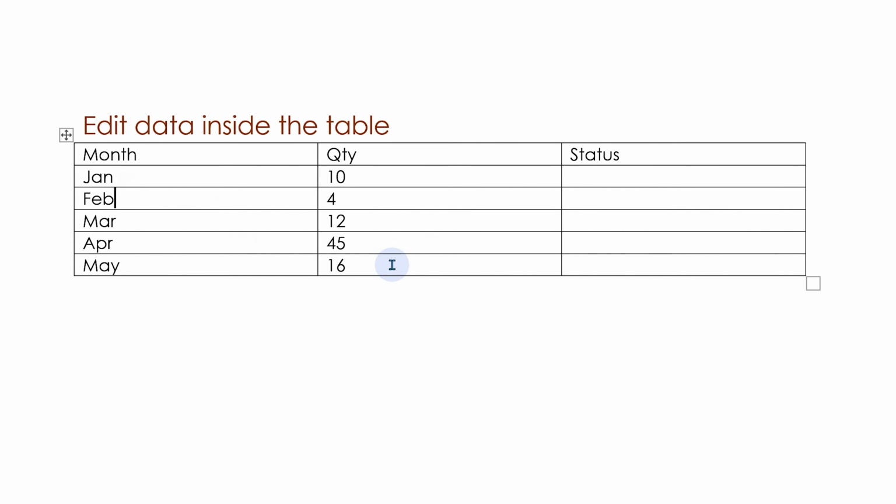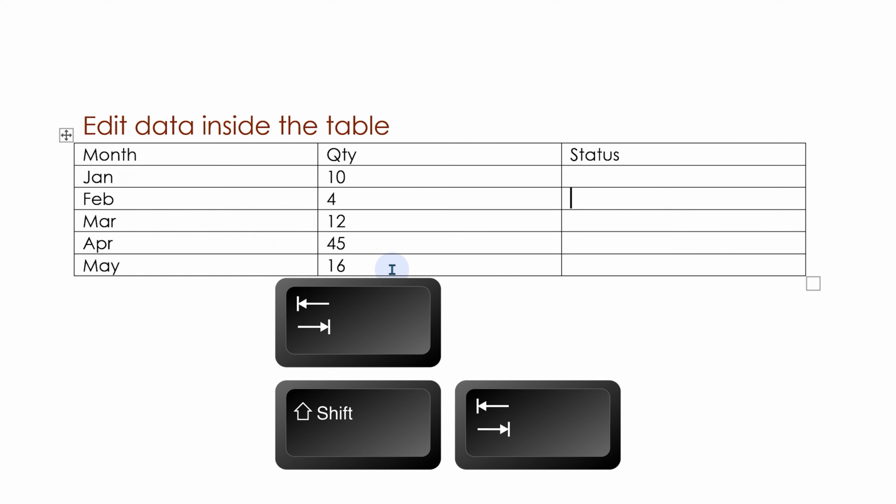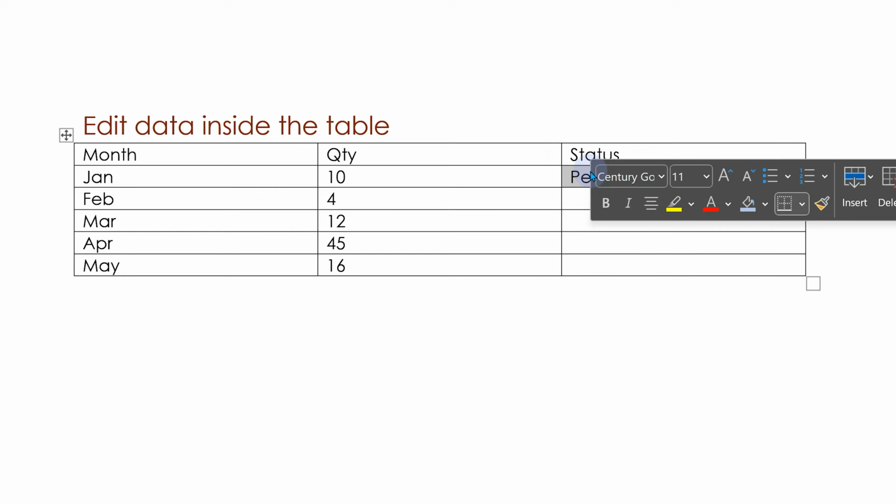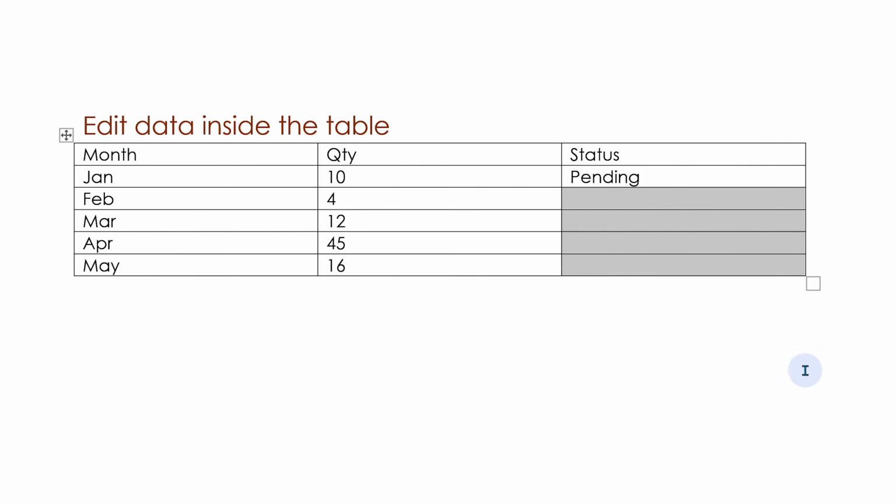To move the cursor around, you press Tab to go to the next cell and Shift Tab to go to the previous one. One of the things which is commonly not known is you can do copy paste across cells. So let's say I want to put a status called pending. Now I want to copy this across rows. So select, and now select multiple cells and paste it.